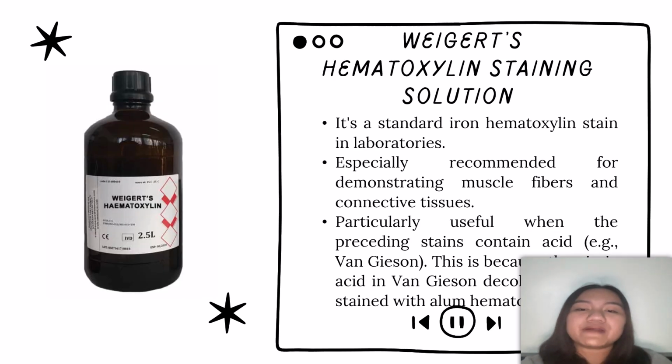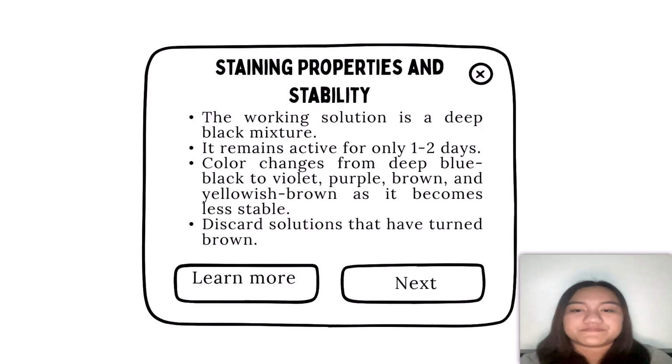We also have Weigert's hematoxylin staining solution, which is a standard iron hematoxylin stain solution in laboratories. It is especially recommended for demonstrating muscle fibers and connective tissue, particularly useful when the preceding stain contains acid like Bouin's, because the acid in Bouin's decolorizes the stain with alum hematoxylin.